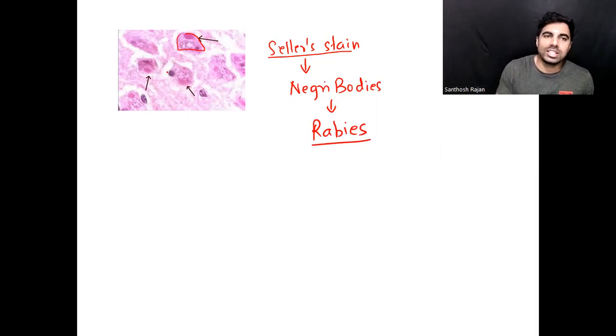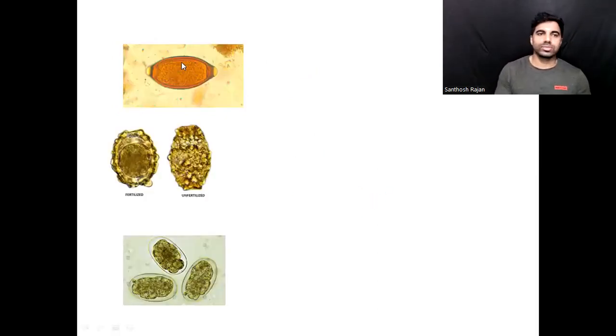So these are the Purkinje cells, you know, your neuron Purkinje cells. These pink stained things are Negri bodies. Okay. So you can expect a question from this also. Right? Okay. Next. Now, some of the eggs, important eggs, we are going to discuss.